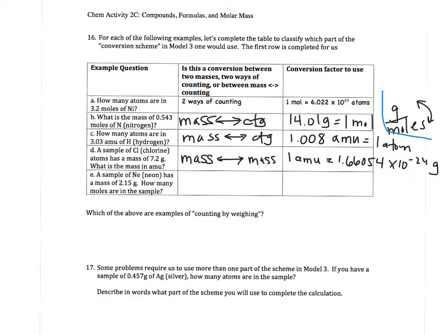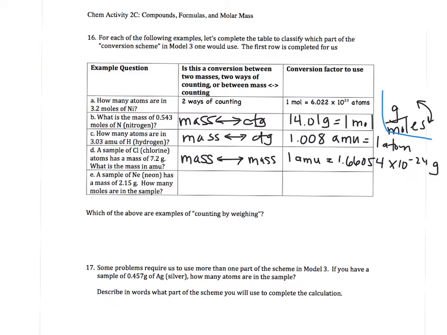Notice that, like the case up here, this is independent of what kind of atom we have. This is just two different ways of measuring mass. It's like going from grams to pounds, only in this case it's going from AMUs to grams. In the case where we went from mass to counting, we needed to know what kind of atom we had because we needed to find this number in the periodic table.